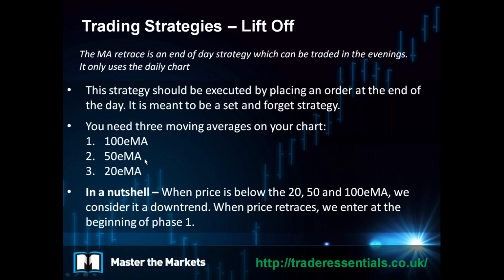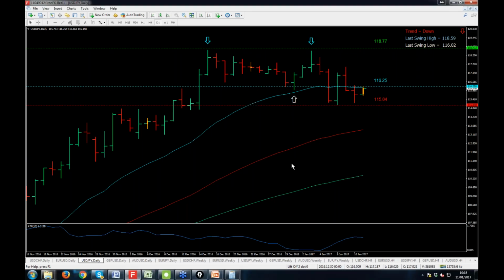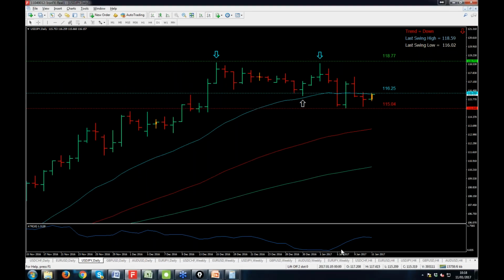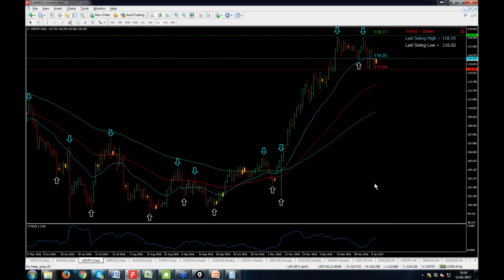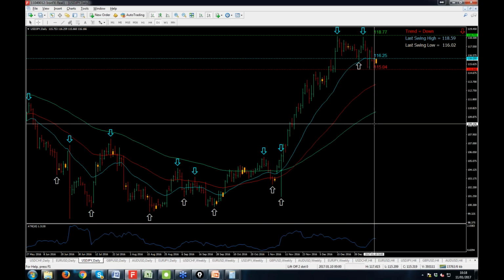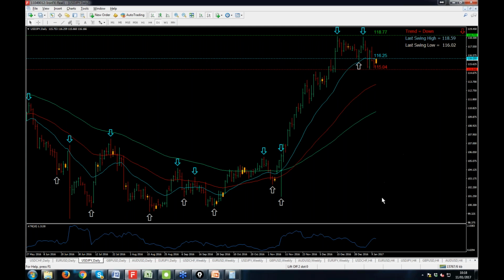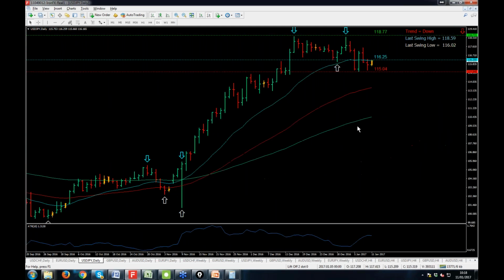You need 3 moving averages on your chart: the 100 moving average, the 50, and the 20. All of the moving averages that we're using here are exponential moving averages. Let me show you what this looks like on a chart. If you look at our example of the dollar Japanese yen, you can see we have the three moving averages on the chart: the 20 period, the 50 period, and the 100 period. All of these are exponential moving averages.